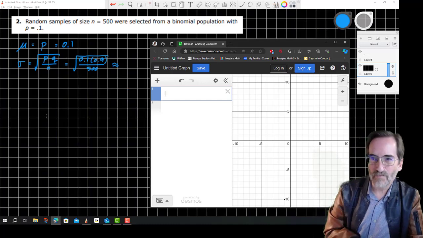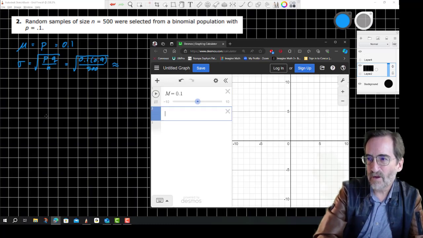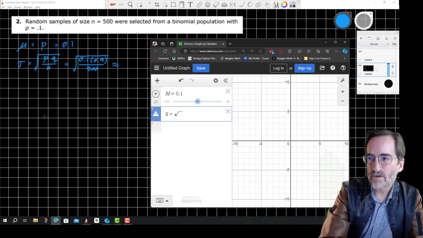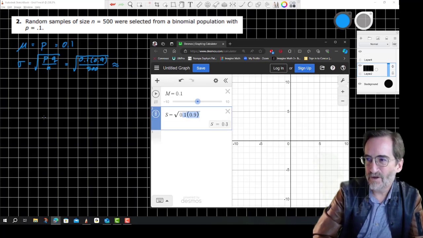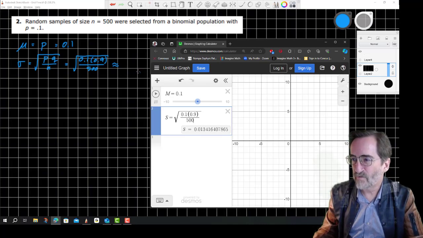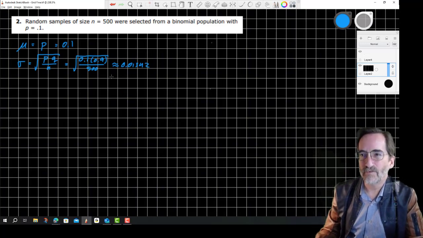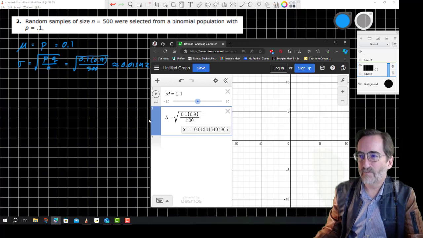What I'm going to do is set the mean M to 0.1, and I'm going to set the standard deviation, with an S, to the square root of 0.1 times 0.9 divided by 500. Okay? And that's 0.01342, using the approximate value. Because I'm setting it up using variables, I have the exact value stored.